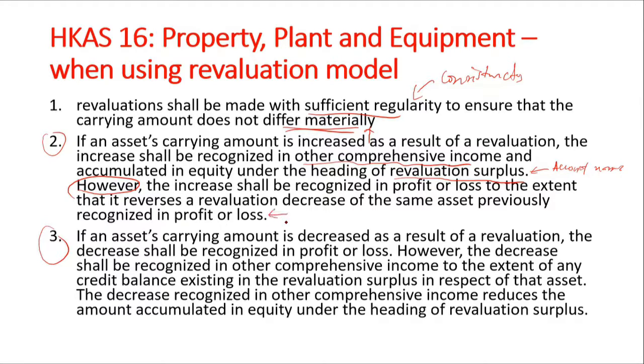Now, for this one, I have an example in the next slide. This will clear up. It's basically saying that any loss that has been incurred before can be removed first, and then the remaining gain can go to OCI. The point 3 is basically when carrying amount decreases. So this is downward valuation.